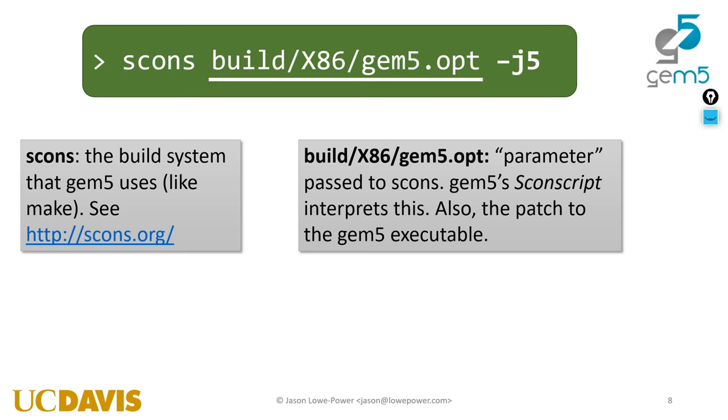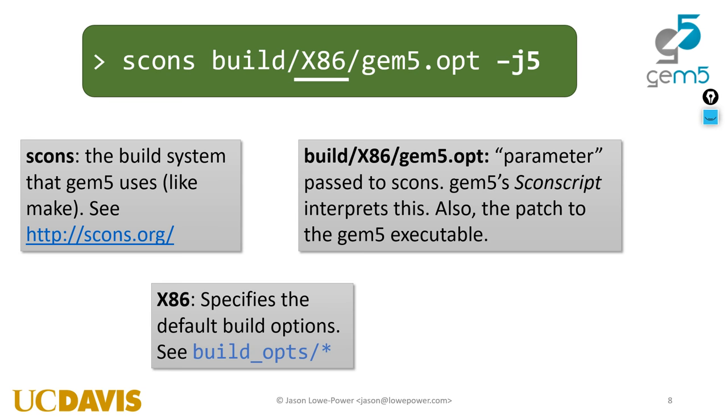Then the second parameter that we pass to scons is what we want to build. And we're building the .opt target. The scons file interprets that and builds the target from there. The second parameter we passed is a little bit magic. This tells scons all the default values to use. If you look in gem5 build opts, there's a bunch of files there. You can use those file names as that thing between build and gem5, and that'll build with those defaults. You can also pass those defaults on the command line to scons as well. And we'll see that this afternoon when we look at Ruby.